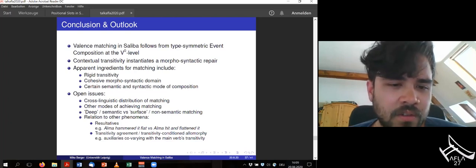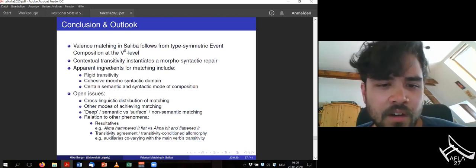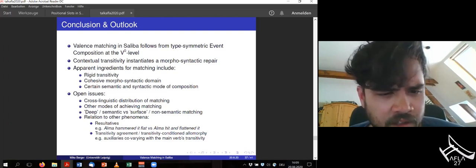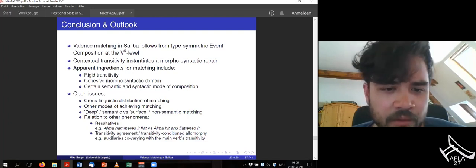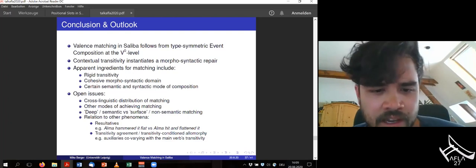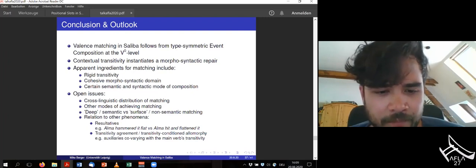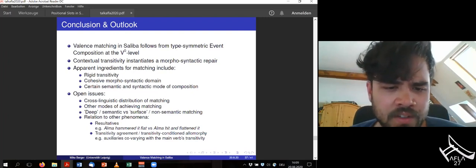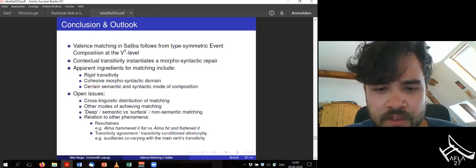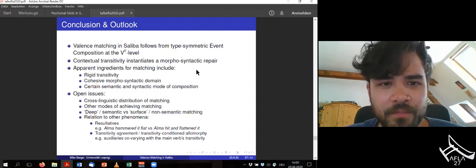Open issues include the cross-linguistic distribution of matching and other modes of achieving matching. I have some thoughts on this, and on the relation to other phenomena such as resultatives and transitivity agreement. For example, we have some languages where auxiliaries co-vary with the main verbs' transitivity. Okay, that was it.